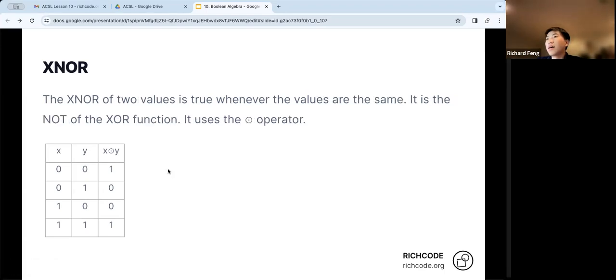Okay, so next slide. The other operator that you should know is XNOR, which stands for exclusive NOR. So XNOR is the same thing as the opposite of XOR. So it's basically whenever the two values are the same, then the expression evaluates to true, and whenever they're different, then it evaluates to false. So it is the same thing as the not of the XOR function, and it uses the operator with a circle and a dot inside. Okay, so this is XNOR.